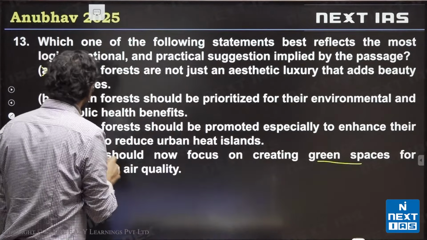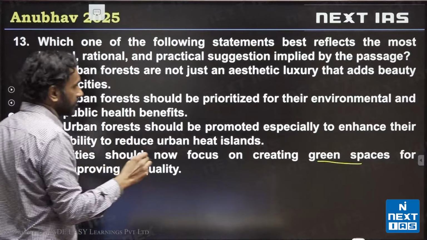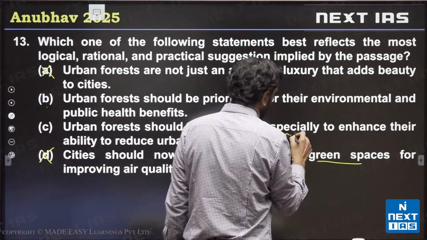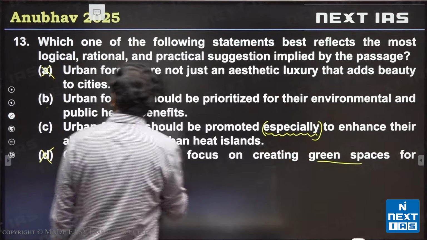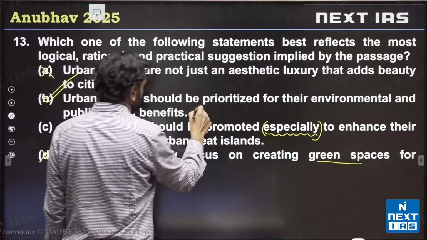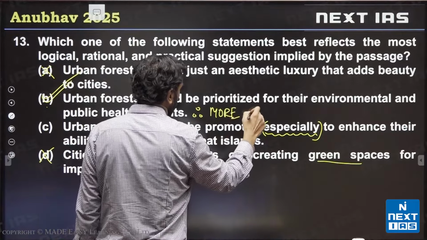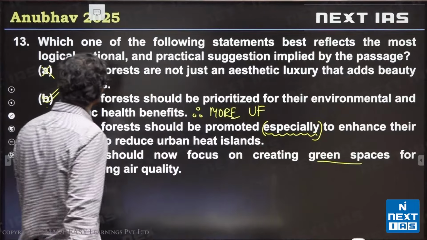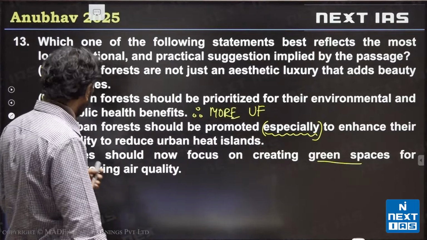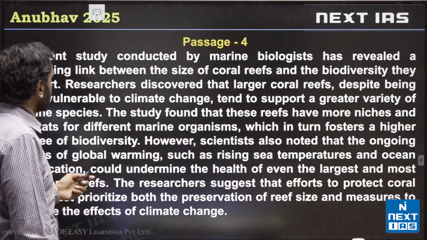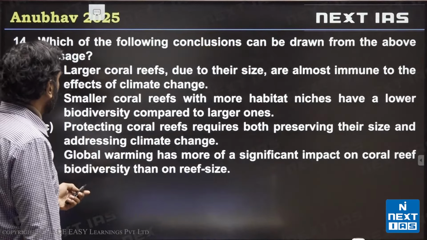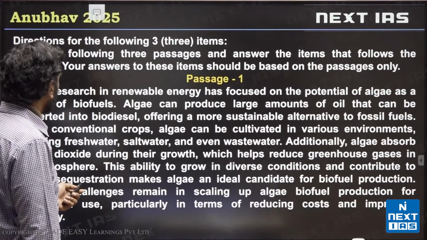A is invalid. Between B and C, C has this problem, promoted especially to enhance. So the right option is option B. Option B tells us, therefore, more urban forests, right? B is the right answer for question 13. Let's look at passage 4. Passage 4 also has one question which follows it.